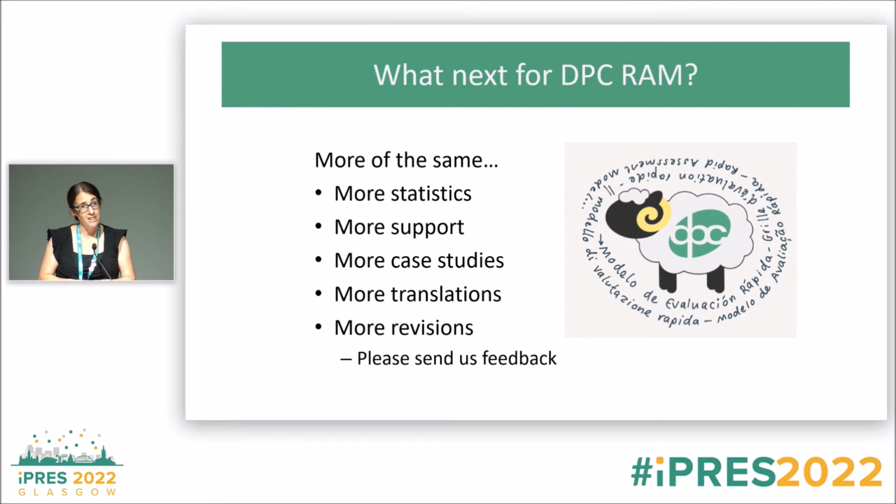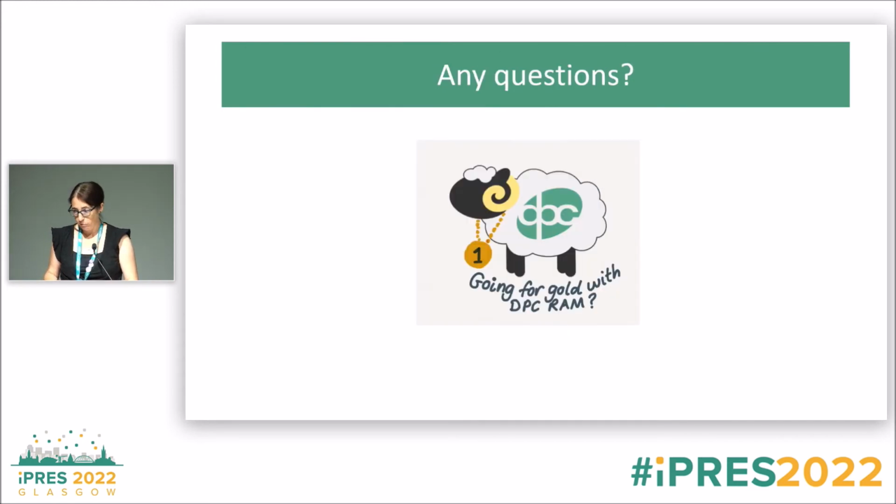More translations. RAM is currently translated into 7 languages: Spanish, Portuguese, Italian, French, Japanese, Turkish, and English. If it's not in your language, it's simply because we haven't had anyone volunteer to translate it into your language yet. So do get in touch if you want to do that. And more revisions. RAM is now on version 2. I suspect there'll be a version 3 sometime in the future, and we'll incorporate any feedback that we have received from the community into that future revision.